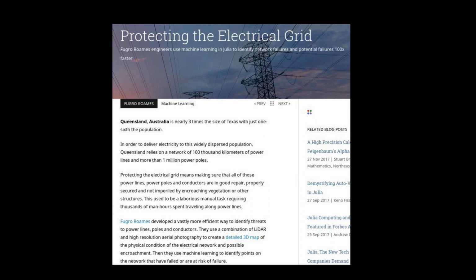For example, Queensland, Australia uses machine learning to do kind of predictive maintenance in order to protect their electrical grid. And it works incredibly well. They've had incredible success with this, reducing the costs, improving their efficiency.